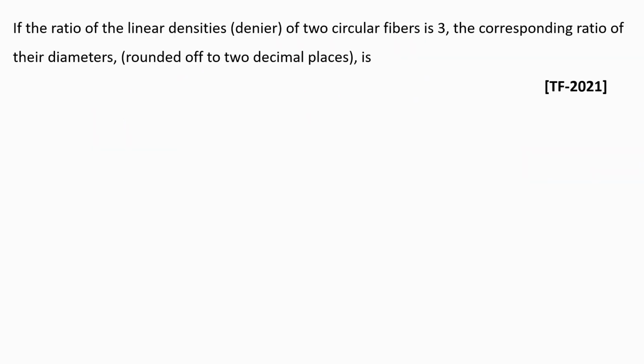It is also a 1 mark YM question, a yarn manufacturing question. It says that if the ratio of the linear densities in denier of two circular fibers is 3, then the corresponding ratio of their diameters, rounded off to 2 decimal places, is. You must remember the relation between the denier and the diameter. Denier is a direct form of count. Denier is gram per 9000 meter, whereas tex is gram per 1000 meters. Denier is pi d square by 4 into L into rho, so denier is directly proportional to diameter square.